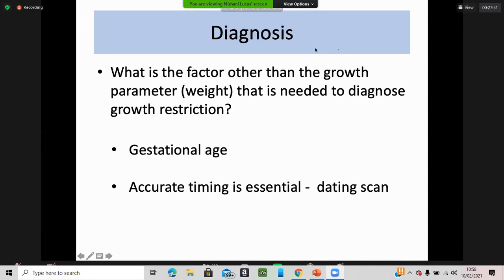So which means a dating scan is needed. Right, so it is standard care in our country to provide dating scans for all mothers. I think it's important to make sure it's done, and we need to check what the dates are according to the dating scan.